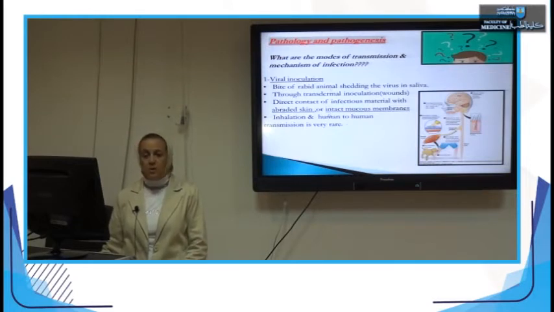But the most common is through the bite. Number one, the bite of a rabid animal, shedding the virus in the saliva. Secondly, through transdermal inoculation through wounds. Direct contact with the infectious material through abraded skin and or intact mucous membrane. That's why I've underlined the words abraded skin and intact mucous membrane, to be clear enough.